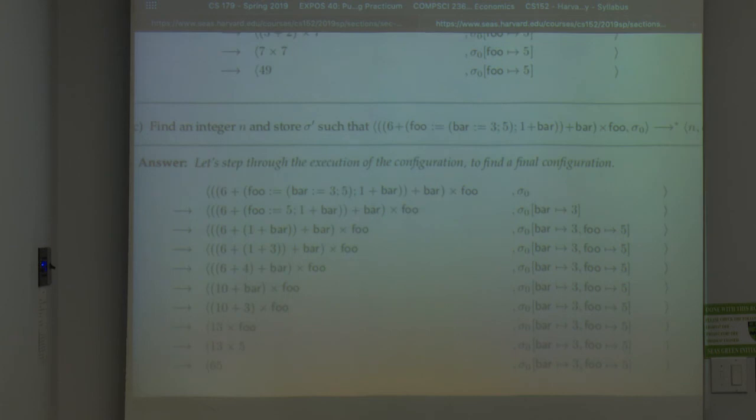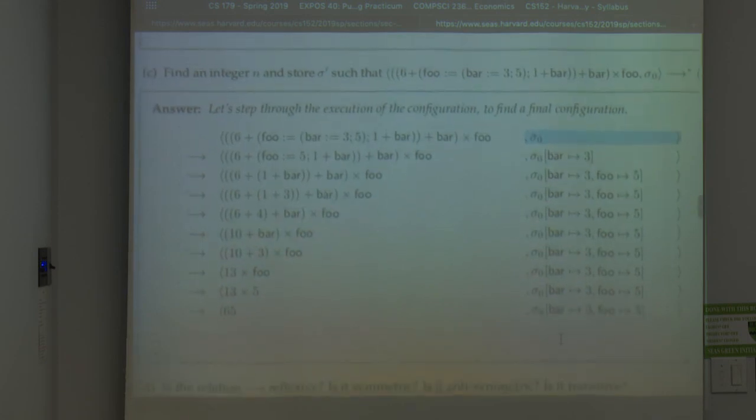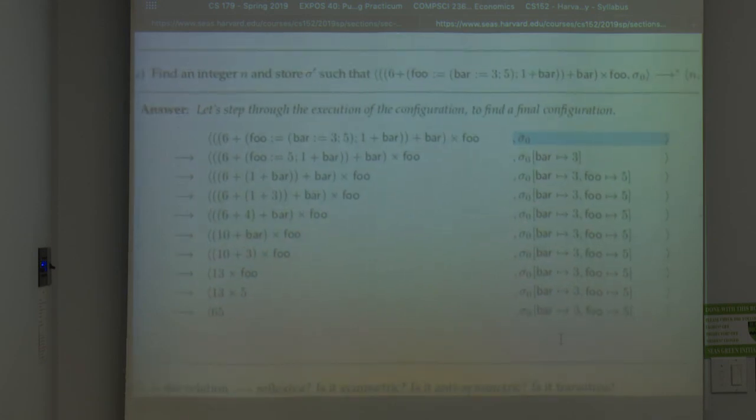And now we check: did we end up with an integer and a changed store? Yes, we have. And notice we've had different stores here. We've had sigma 0, where there are no variables saved with their values. Then we ended up with sigma store, and bar goes to 3. And then we ended up with sigma store, bar goes to 3, and foo goes to 5. These are all different stores right here. Awesome. Any questions on that?